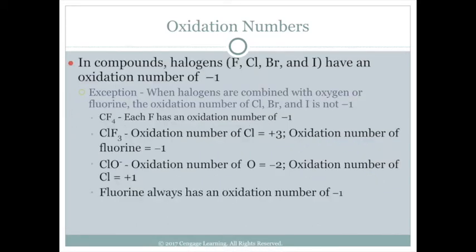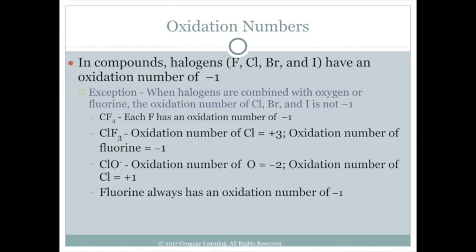Okay, halogens are usually -1, and fluorine is always -1. But chlorine, bromine, and iodine can have different oxidation numbers. So that's where it gets kind of annoying, because the oxidation numbers can change.